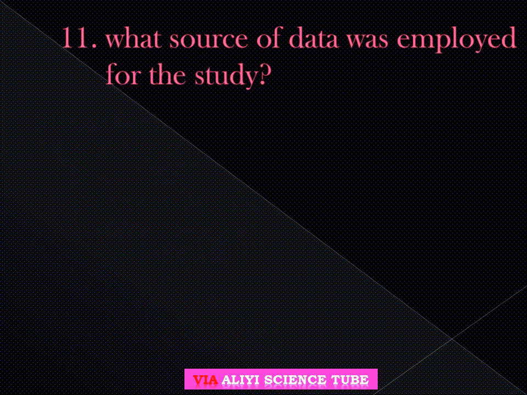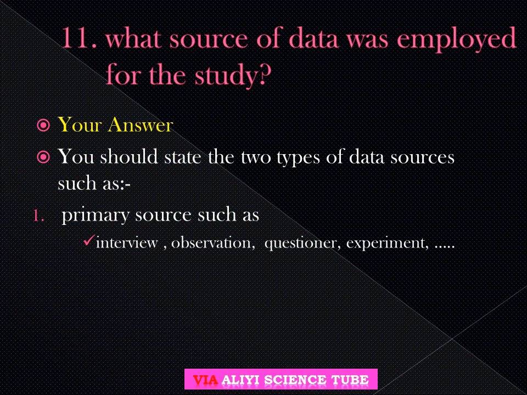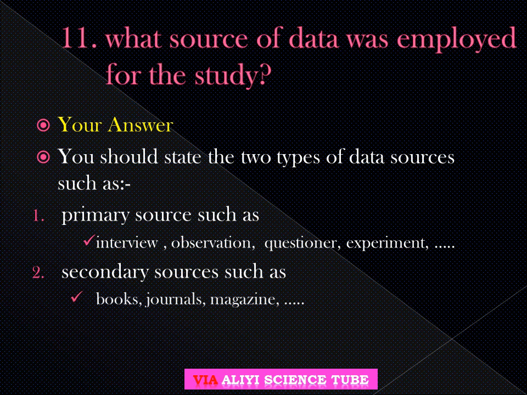Question number 11: what source of data was employed for the study? Your answer: you should state 2 types of data sources. The primary source, such as interviews, observations, questionnaires, experiments, and so on. The second one is the secondary source, such as books, journals, magazines, and so on. So there are 2 main sources of data, primary and secondary, and you must understand and identify them.